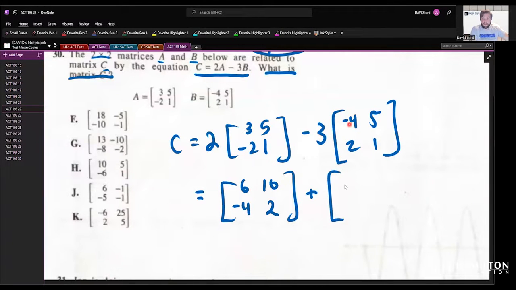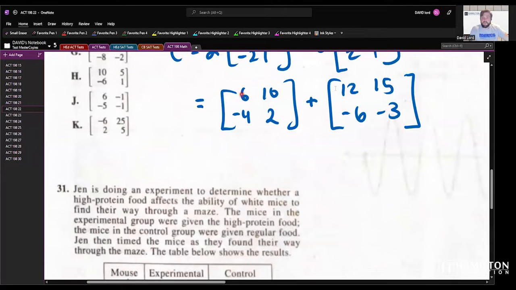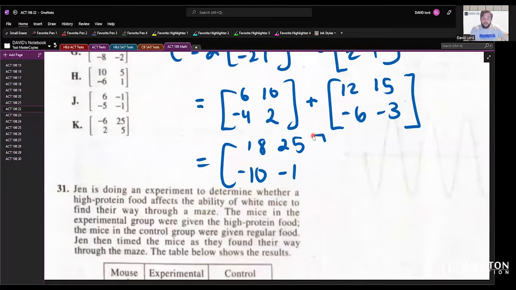So negative 3 times negative 4 is 12. Negative 3 times 5 is negative 15. Negative 3 times 2 is negative 6. Negative 3 times 1 is negative 3. Now I need to add these terms together. So 6 plus 12 is 18. 10 plus 15 is 25. Negative 4 plus negative 6 is negative 10. 2 plus negative 3 is negative 1.